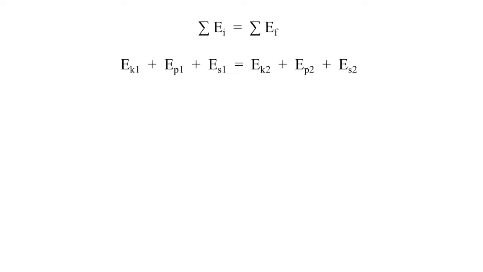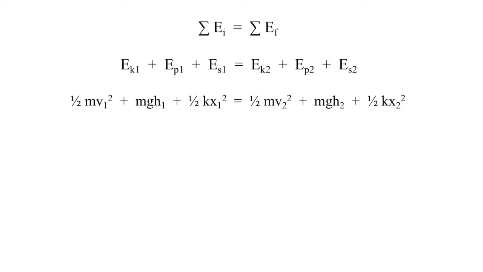Okay, so that's what the 1 and 2 means. You could also put I and F there for initial and final. And then, of course, we have equations for all of those. So, of course, kinetic, 1/2 mv squared, gravitational potential, mgh, spring potential, 1/2 kx squared, and then all those initially add them together, and that should equal the sum of all of those finally.